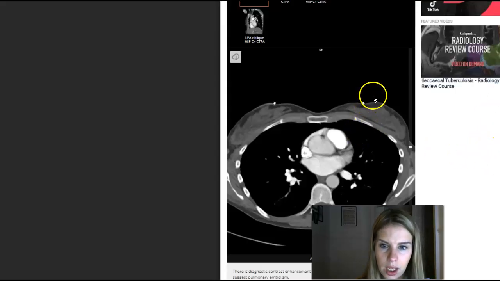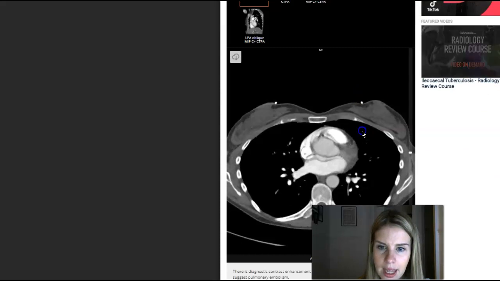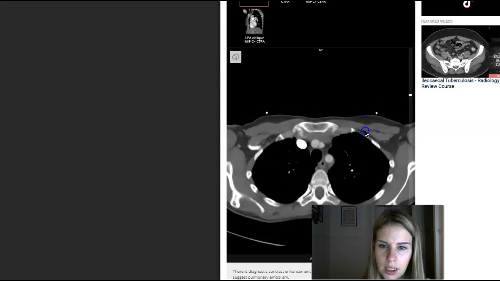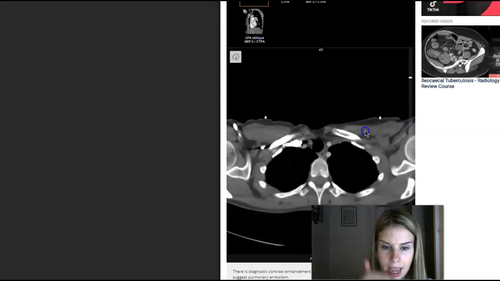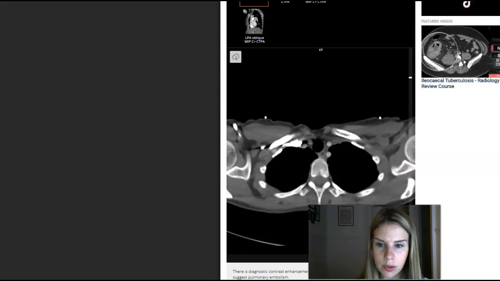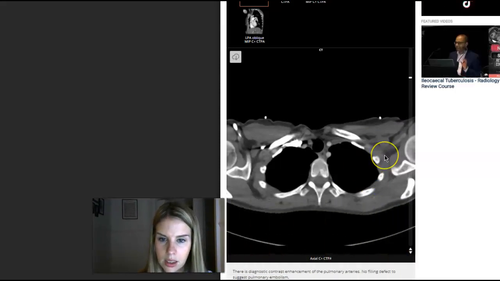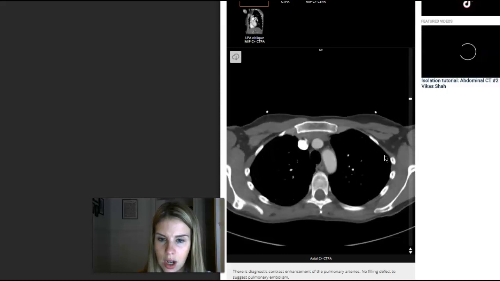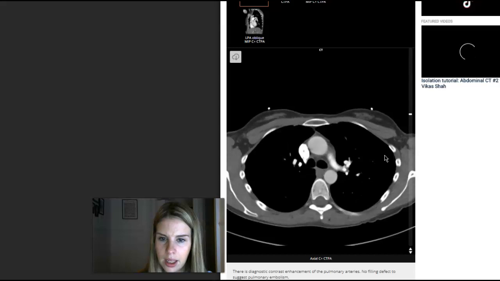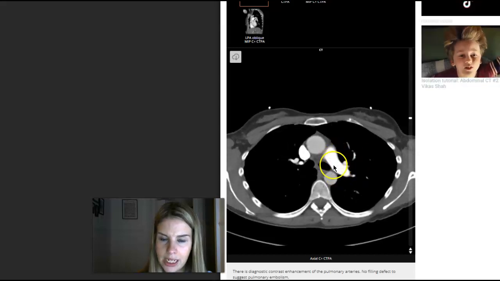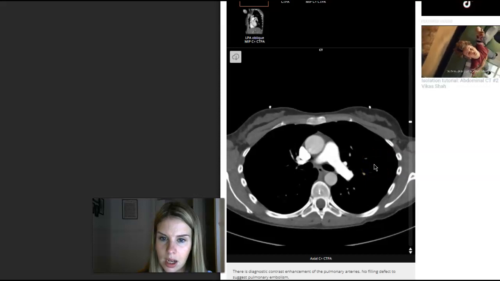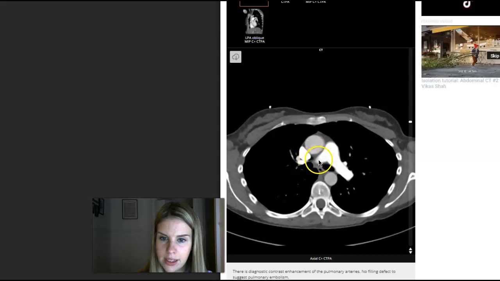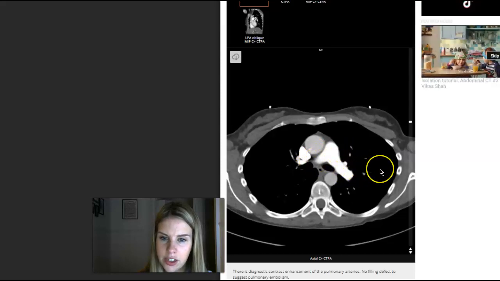Hopefully it will work. So I'll get to the very top of it first of all. Okay, so this is us working from the neck down. I'll just move myself out of the way. If you move down, you can see that you're coming into the heart here. And all of a sudden you can see this bright area, which is when the contrast is coming into the heart. This is the pulmonary trunk, and this is the right pulmonary artery and the left pulmonary artery.